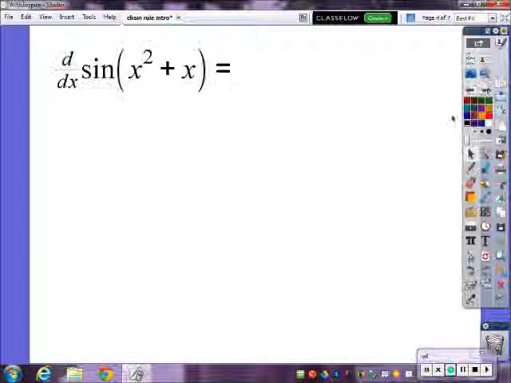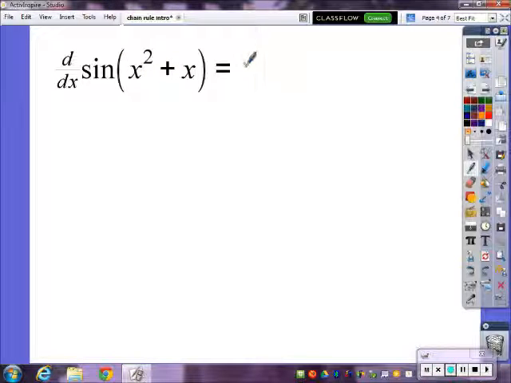Let's apply the chain rule. So in words, it was derivative of the outer with the inner still plugged in times derivative of the inner. So the first thing you have to do is decide what the outer and inner are. And so here it's d over dx of sine of x squared plus x. You could say the derivative of sine of x squared plus x with respect to x equals. And so my outer function is the trig function sine, and my inner is x squared plus x.